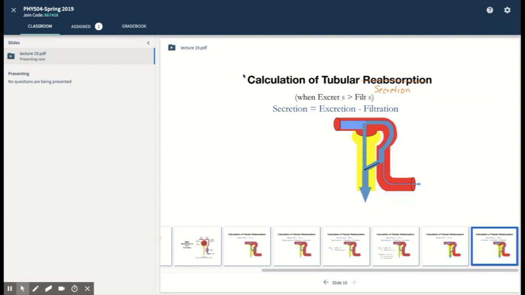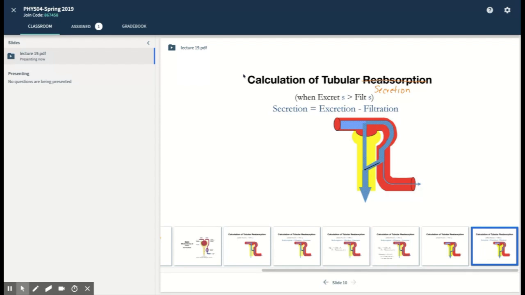Not something we make. PAH. Inulin is the one that is filtered, but nothing else happens. PAH is the one that's filtered and then secreted, so it should be completely cleared from the blood on a single passage. All right, so starting with this, we're looking at something where the amount that's excreted is going to be greater than the amount that's filtered.